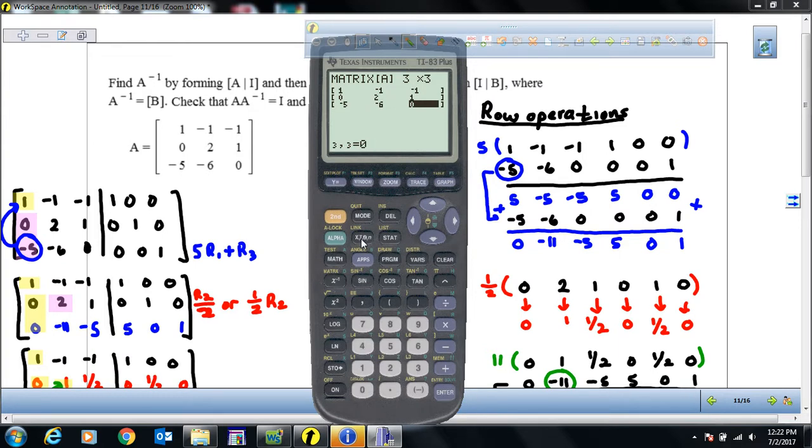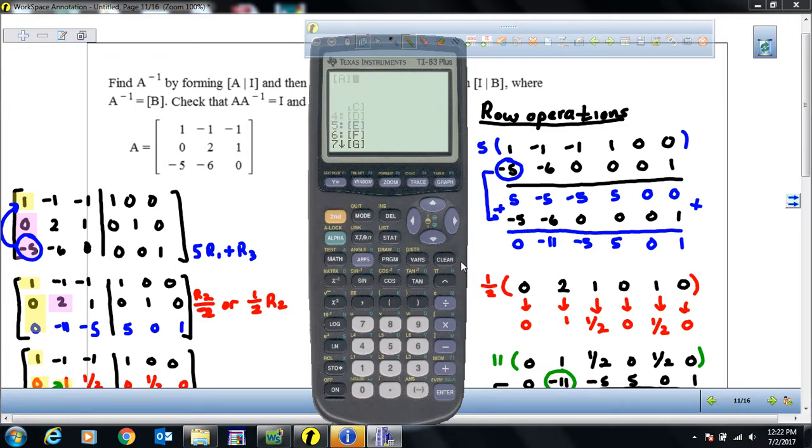After entering all those values, remember we have to go to second mode, which is second quit. Then we're going to go to matrix again, second matrix. Now this time you're going to press enter on the matrix that you edited, which is in this case matrix A. I press enter once.